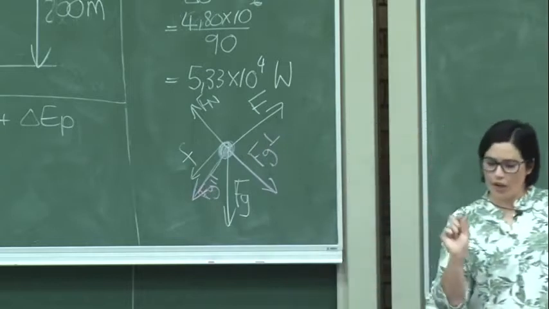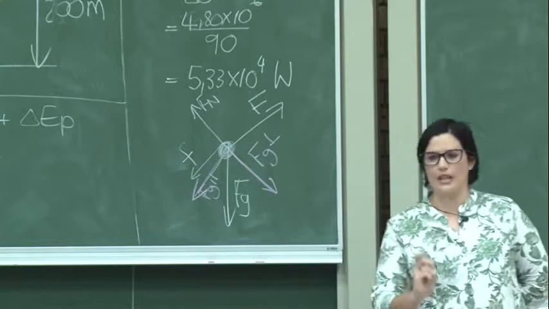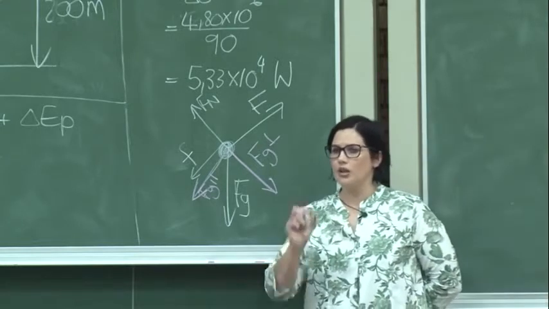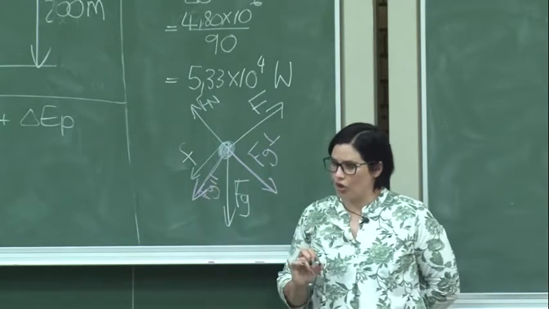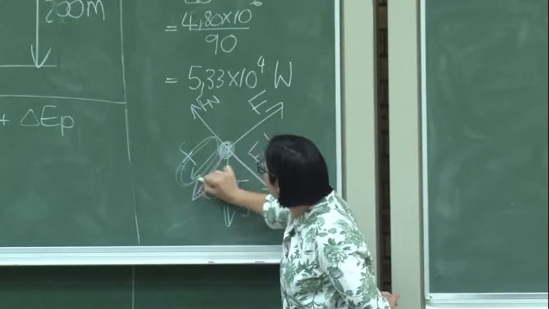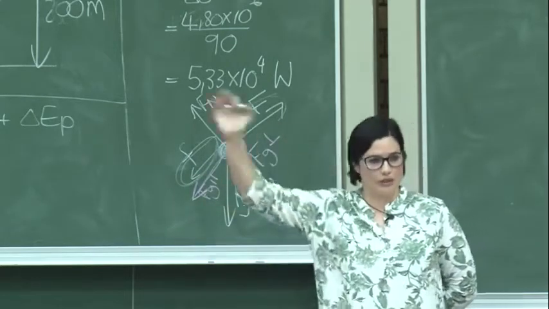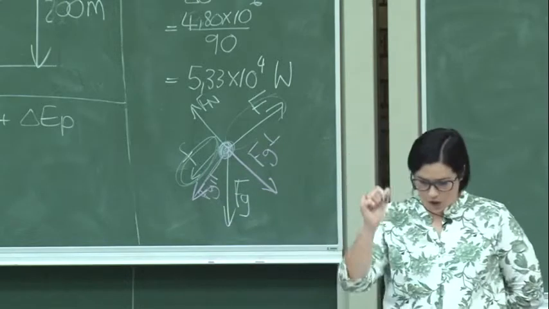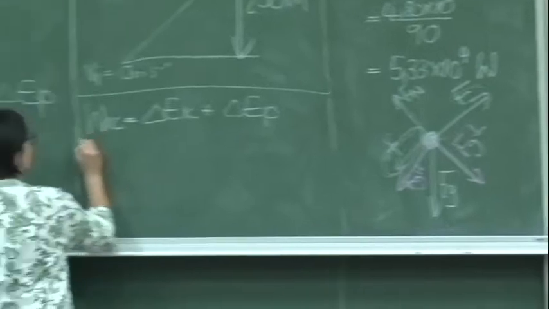Now, when I use non-conservative, can I include the work done by the gravitational force? No, because I'm working with non-conservative. So the forces I'm going to use are the work done by the frictional force and the work done by the force that pulls it up the incline. So let's substitute. I'm just going to break this up for you.